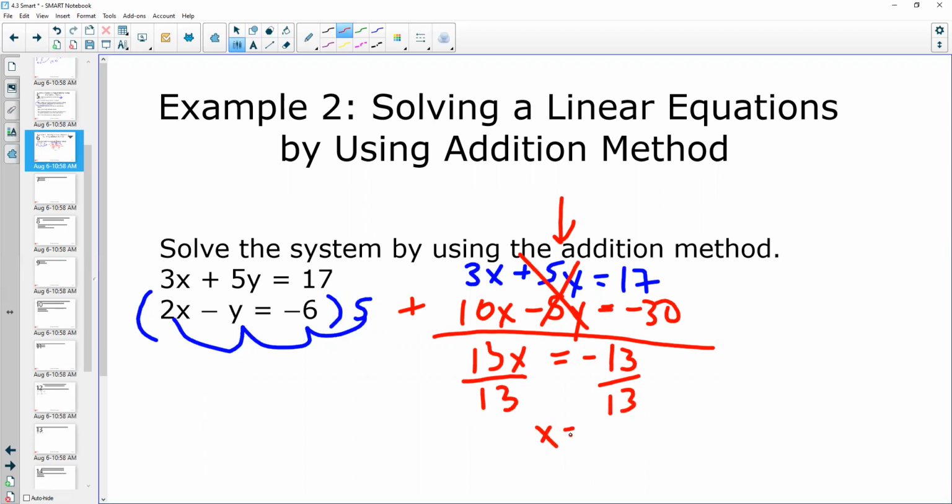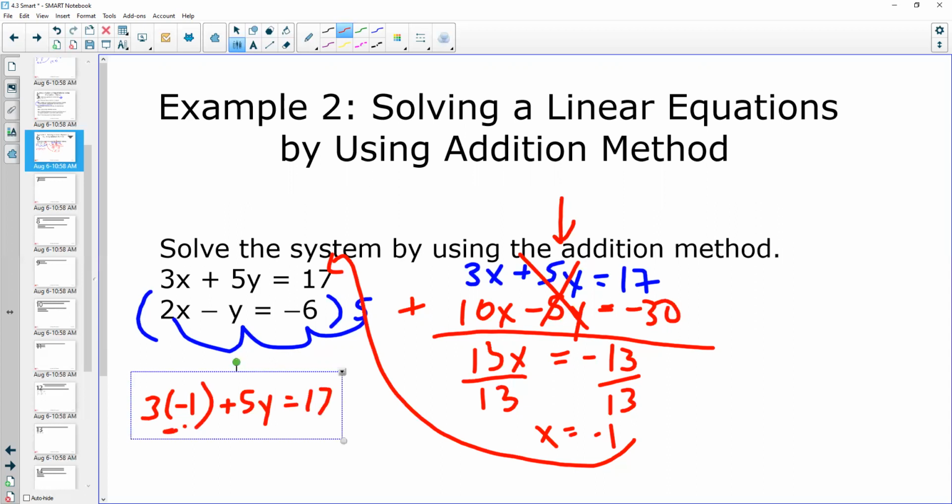Divided by 13, x is -1. Then I want to go back to an original equation. Don't go to one you multiplied, go back to the beginning and substitute. So I'm going to do 3 times -1 plus 5y equals 17, -3. Oh, sorry, I accidentally clicked my mouse pad.